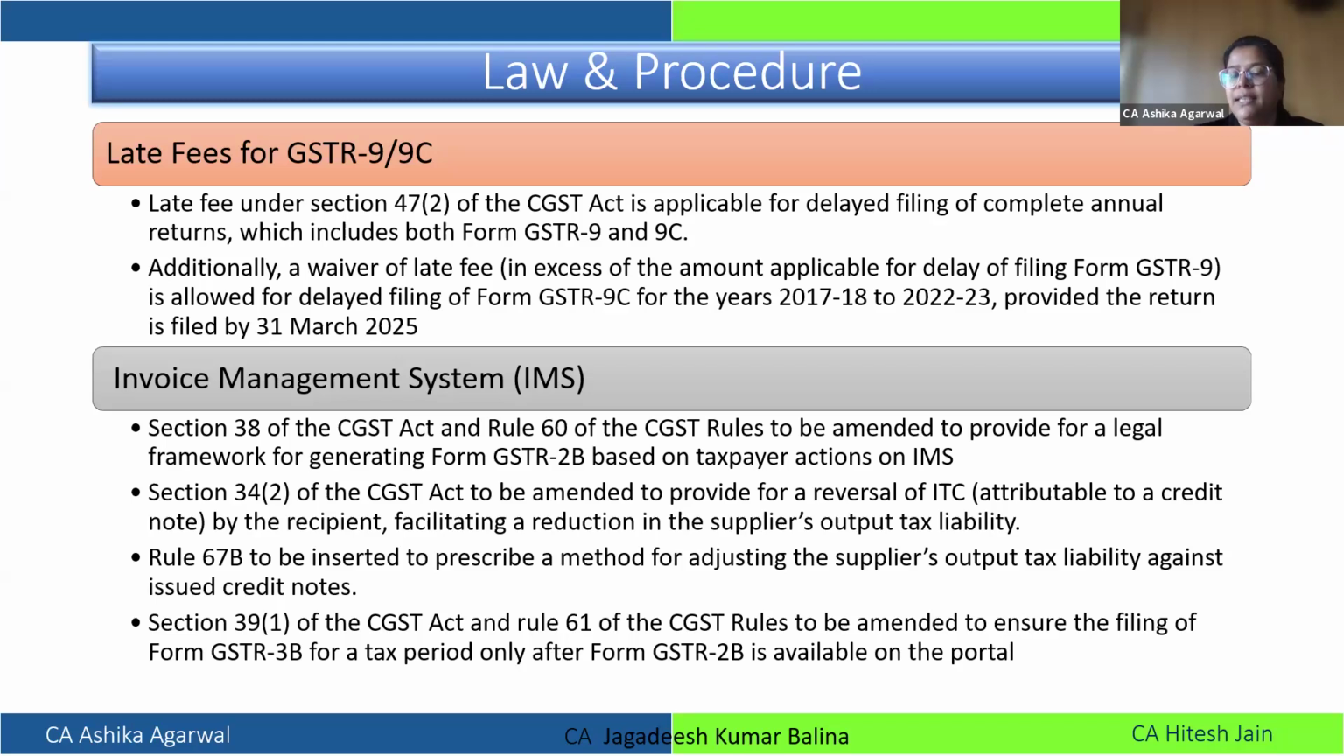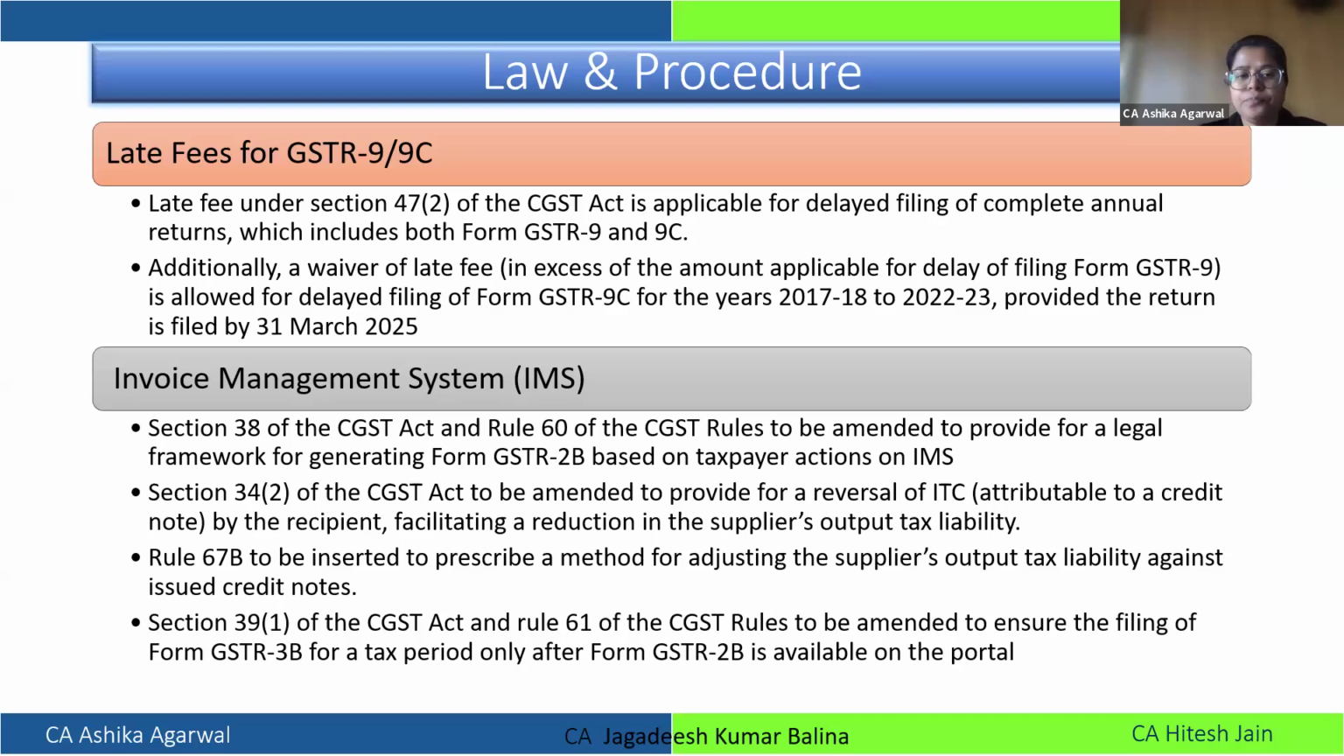So over there, they are saying when we discuss the late fee, it includes both 9 and 9C. So if 9C is also filed with delay, you are liable to pay late fee. You can't take a plea that you have filed the 9 within due date. And second part, they are planning to come up again with a waiver of late fee for 9C, but provided you file your 9C, if any pending for the period 2017-18 to 2022-23 by 31st March 2025. Again, they are coming with one more waiver, but with conditions.